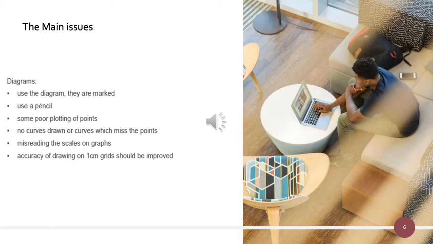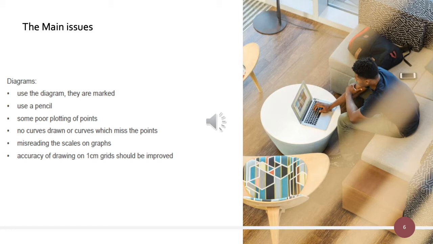Other issues that learners face when they draw diagrams is that they forget to put the curves on them, or they don't draw curves that join up all the points, or they misread the scales on the graphs, or alternatively they don't draw an accurate diagram. So therefore it's important that learners practice doing diagrams, they practice drawing graphs, they practice labelling graphs and putting the right units of measure and scales along the side. This can often be improved through just attempting past paper questions on these areas.